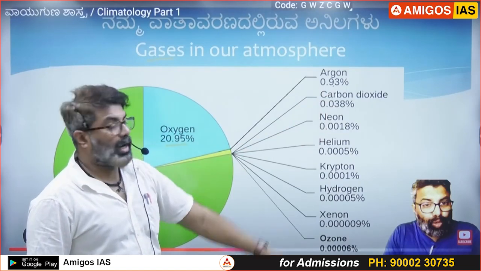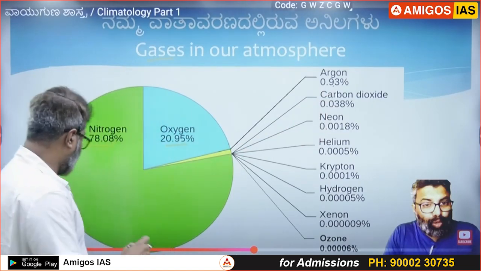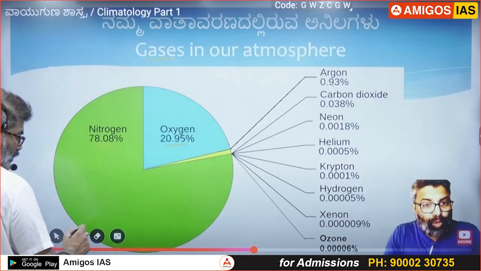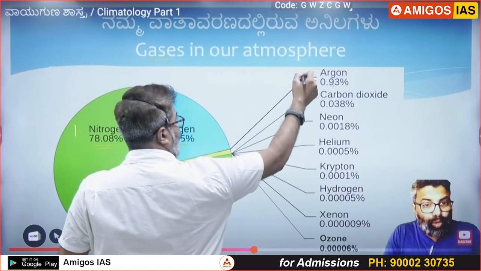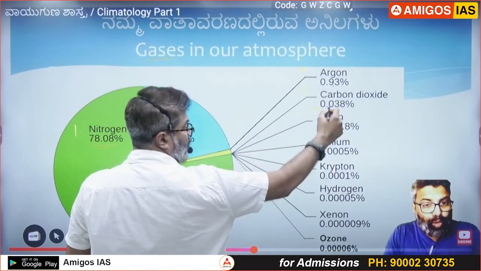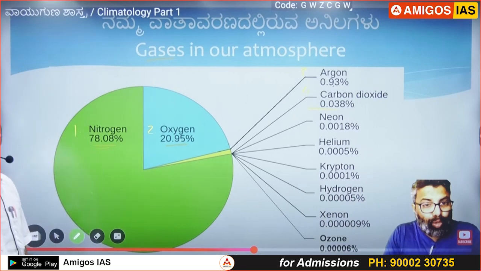Next, argon. Carbon dioxide. Up to 4, first 1, 2, 3, 4, you write the percentage. After that, don't write. Neon. Helium. Krypton. Hydrogen. Xenon. Ozone.